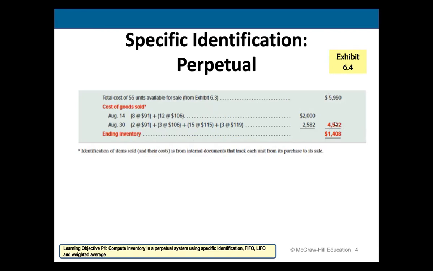And so then we would know our cost of goods sold was $4,582, and the value of the ending inventory is $1,408. So the first method, if it's a company like this that seriously only makes like 40 sales a month, it would be pretty easy to do the specific identification method. But you know, most companies hope to sell more than 40 some odd units a month.